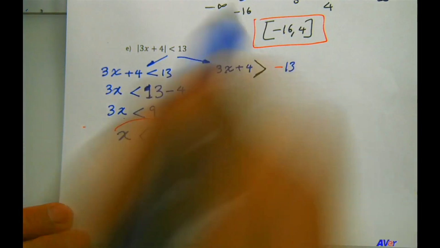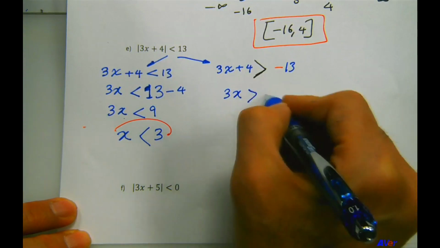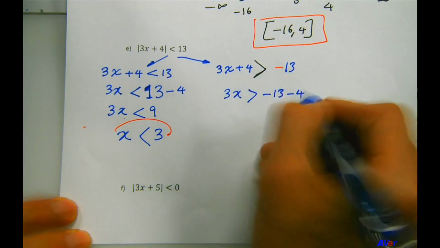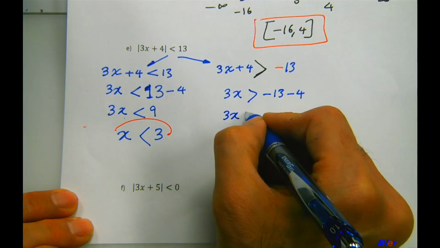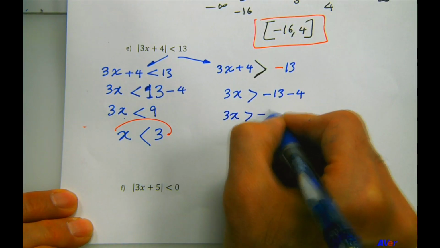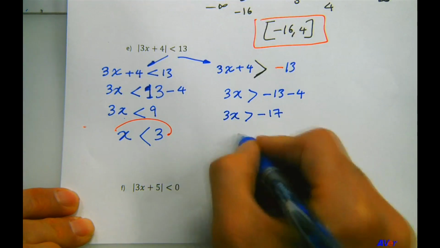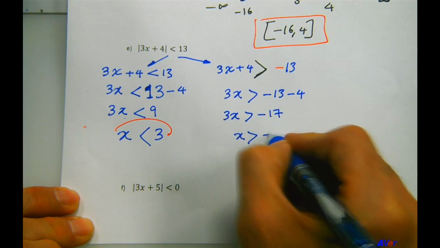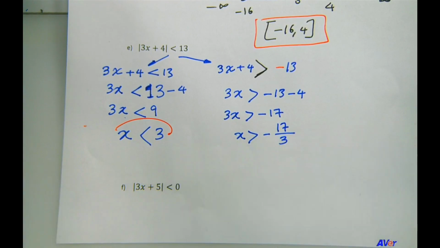So let's solve for x using this inequality. We have 3x greater than minus 13. Move the positive 4 to the other side, it becomes -4. Then 3x greater than -17, right? Then x greater than, we need to isolate x, right? So divide both sides by 3. Minus 17 over 3.